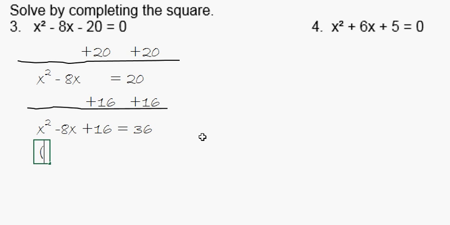To do that, I will think about what multiplies to give me plus 16 and what adds to give me negative 8. Negative 4 plus negative 4 gives me negative 8. Negative 4 times negative 4 gives me positive 16. So I'm going to say x minus 4, and I will square that. And that's still equal to 36.